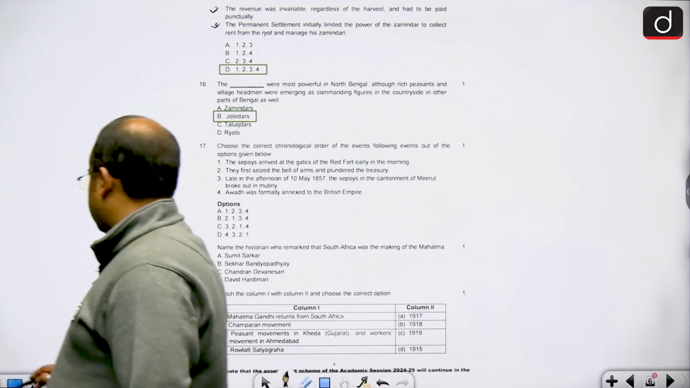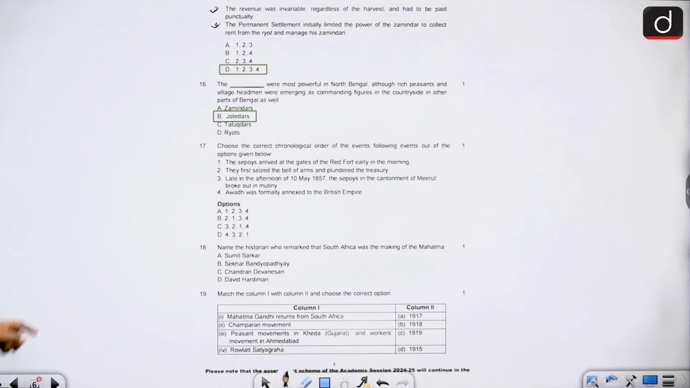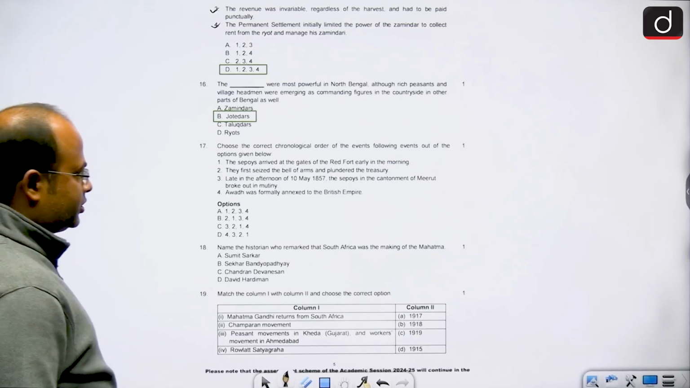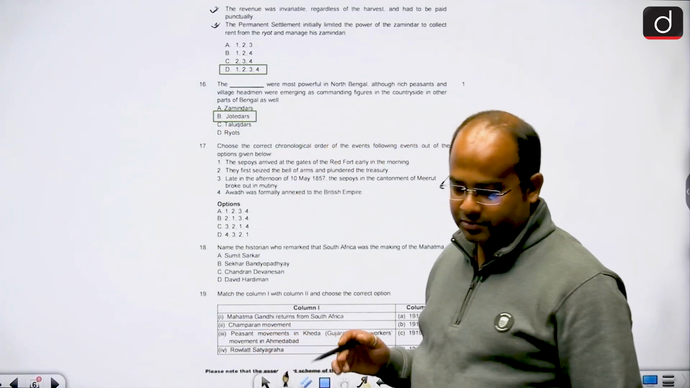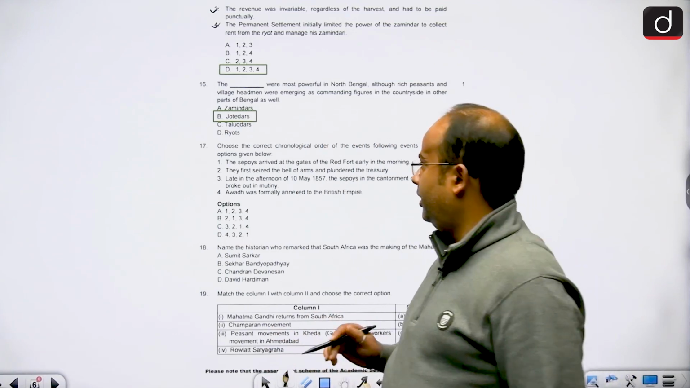Now choose the correct chronological order of the events that happened in 1857. The first statement is that Sepoys arrived at the gates of Red Fort in the early morning, first seized the belts of arms, plundered the treasury. Late in the afternoon on 10th May 1857, the Sipais in the cantonment of Meerut broke out in mutiny. Awadh was formally annexed to the British Empire. It was first, because of the doctrine of lapse policy.